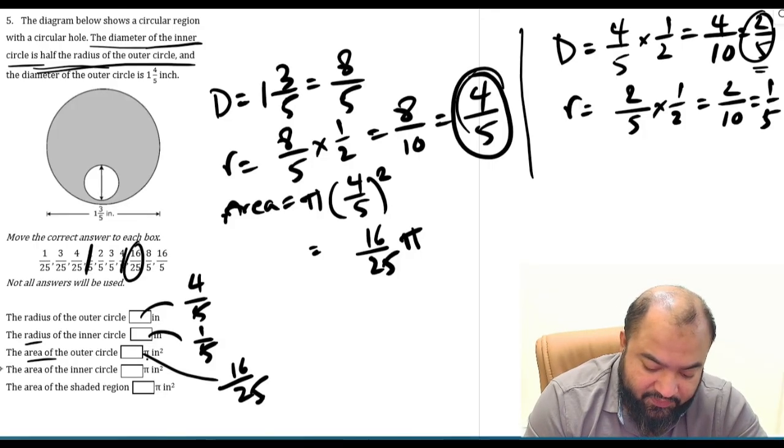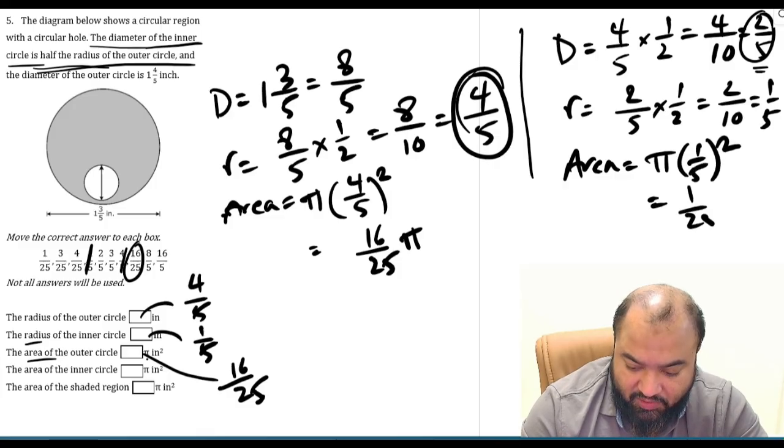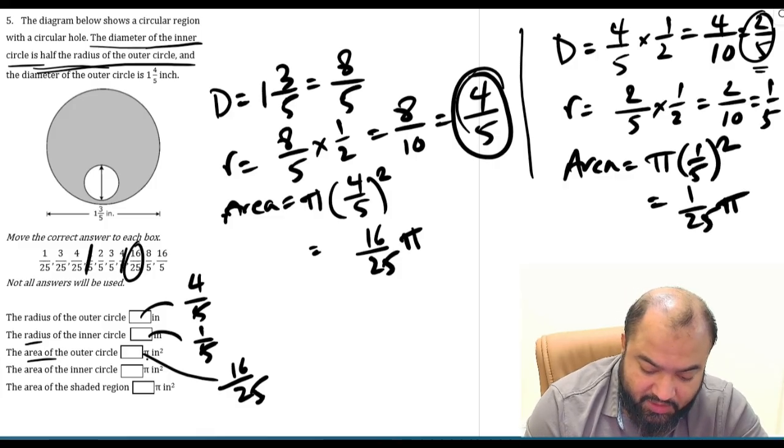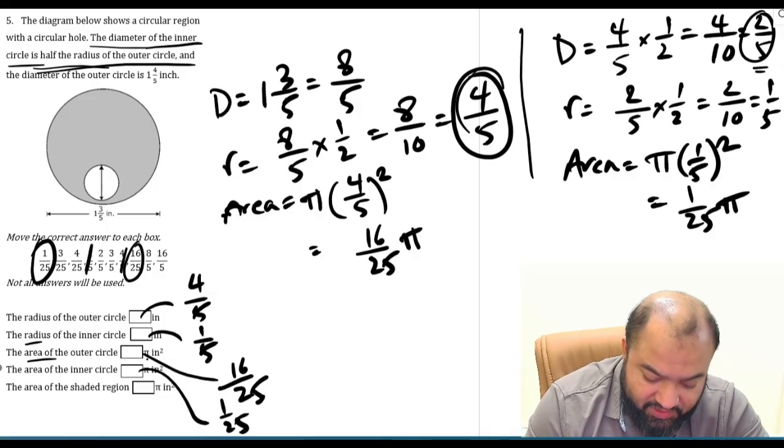Okay, now this one's saying, fourth one, the area of the inner circle, we can do it here. Pi times 1/5 squared, that's 1/25 pi. 1/25 pi here, so that's the fourth one. The pi is right next to it, so we don't write it.